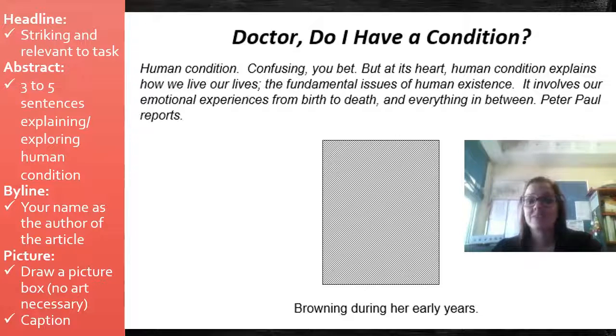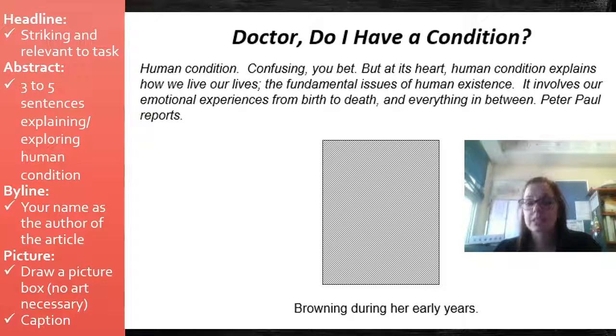So here you can see we've got the first part of our feature article here. We've got a headline that's striking and relevant to the task. We then have an abstract, which is 3 to 5 sentences explaining and exploring the human condition. A byline, which is your name. Okay, we've got a picture and a caption.